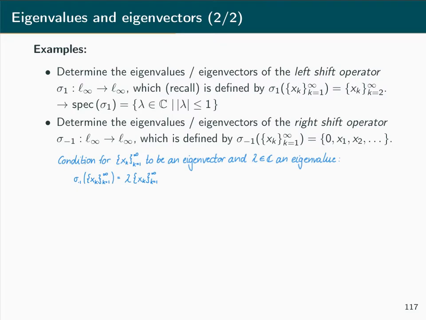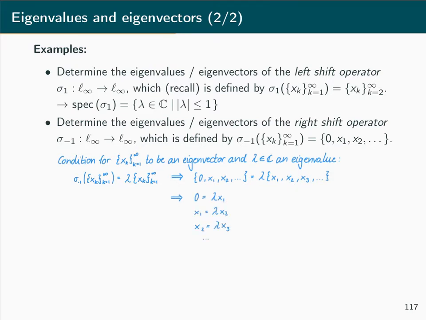In order to find the eigenvalues and eigenvectors, we again apply the condition of definition 7.2 for a sequence to be an eigenvector and lambda to be an eigenvalue of the right shift operator, namely sigma minus 1 of the sequence must be equal to lambda times the sequence. Substituting the definition of sigma minus 1 of the sequence yields the sequence 0, x1, x2, and so on, which must be equal to lambda times the sequence x1, x2, x3, and so on.